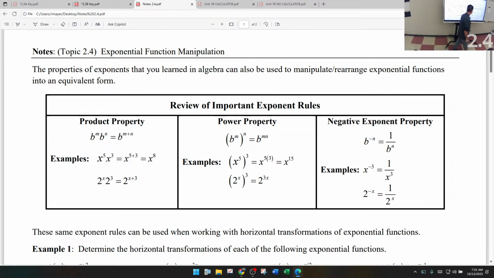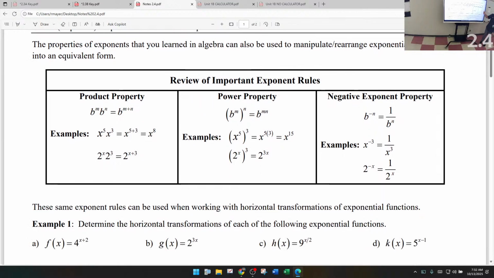Okay? And then the negative exponent. All a negative exponent will do is basically put it in the denominator and make it a positive exponent. So if it's x to the negative 3, you can make it 1 over x to the positive 3. If it's 2 to the negative x, you can make it 1 over 2 to the positive x. If there's nothing in the numerator, you have to put a 1 there. If it's ever negative in the denominator, you can put it in the numerator and make it positive, because you're just dividing it again.